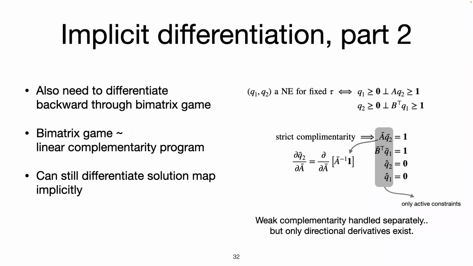And I'd say one of the key contributions that we had was to show that you can also do this in the setting of games. So in the bimatrix context, which is what we were handling, the Nash problem is expressed as a linear complementarity program. When we write out what the complementarity conditions are in that program, we think carefully about whether strict complementarity holds or not. We can also implicitly differentiate through that map.